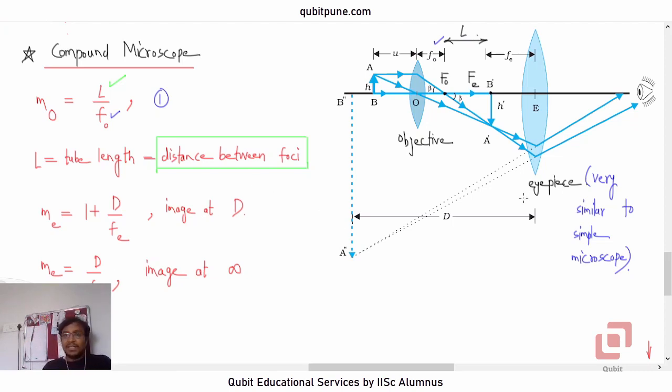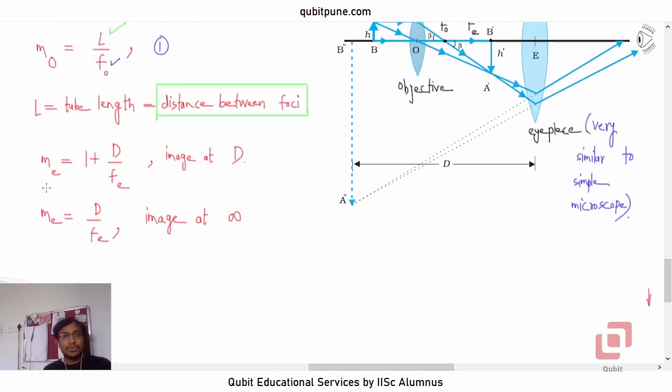Now again, as I said, the image that the eyepiece forms is very similar to that of a simple microscope as far as the working is concerned. If you form the image at the near point, then the magnification of the eyepiece will be 1 plus d upon fe. If you form this image at infinity, then the magnification will be 1 less than that, but nonetheless the viewing will be more comfortable.